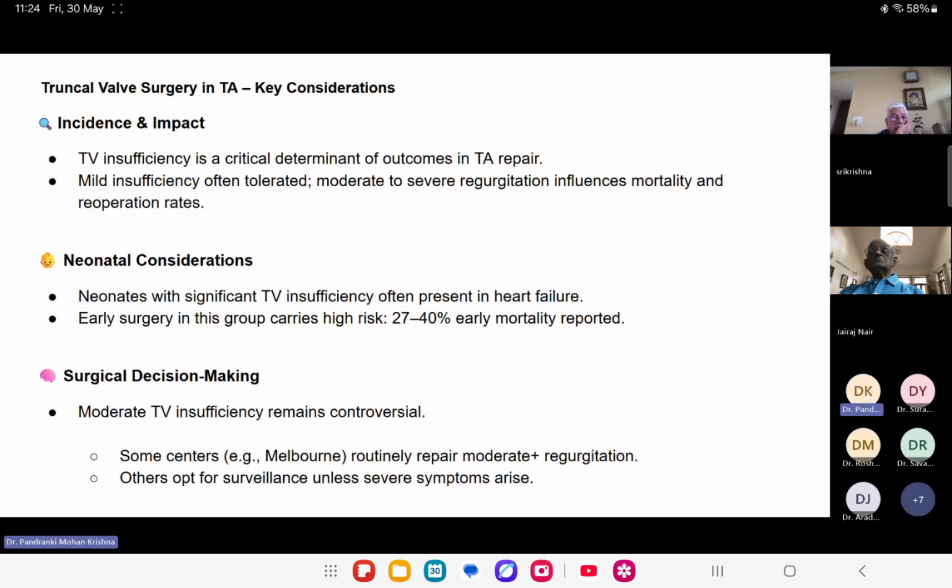And surgical decision making: moderate truncal valve insufficiency remains always controversial whether to touch or not. Some centers usually repair moderate-plus regurgitation, others opt for surveillance unless there are severe symptoms, because anyway the patient will come for reoperation for the conduit.